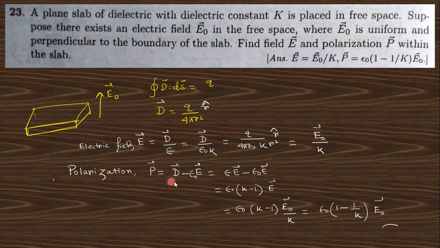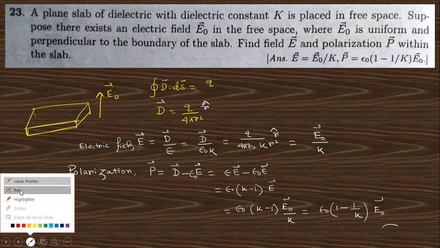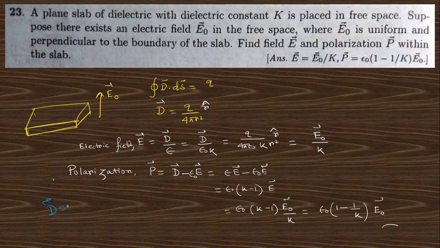And for polarization, the total displacement vector was the polarization vector plus epsilon naught E. So from this relation you get the polarization P equal to D minus epsilon naught E. Put the value of D as epsilon times E, so finally, taking epsilon naught common, epsilon by epsilon naught is K, so you get K minus 1 times epsilon naught E. If you put the value of E, you will get this polarization vector.